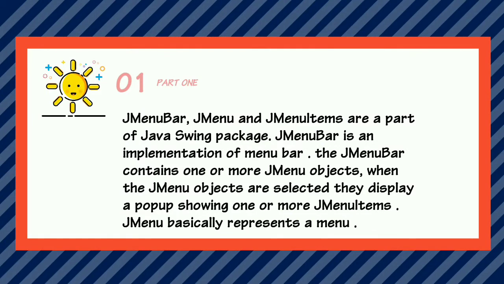Swing menu means it contains objects like JMenuBar, JMenu and JMenuItem, which are part of the Swing package. JMenuBar is an implementation of a menu bar. JMenuBar contains one or more JMenu objects. When JMenu objects are selected, they display a pop-up showing one or more JMenuItems. JMenu represents a menu. JMenuItem represents a menu item. These are some of the Java Swing classes.